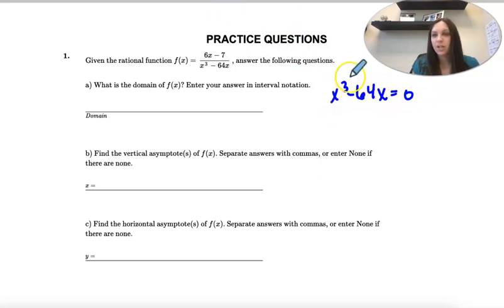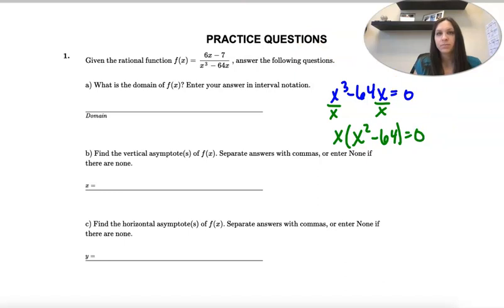Alright, so this is a cubic, but I can see that both of my terms have an x. So I'm going to factor out an x, and we're left with x squared, because there's x cubed and we took out 1, and then just the minus 64, because we took the x out. So one of my factors is x, and the other factor is x squared minus 64.